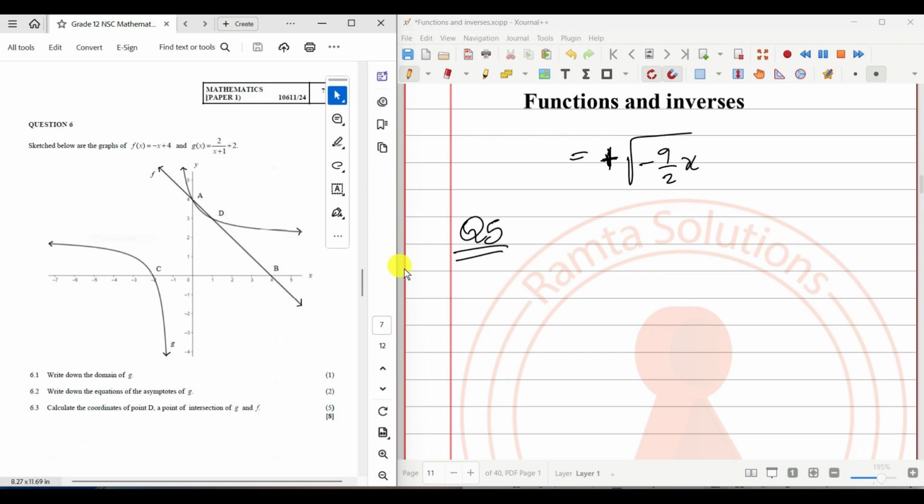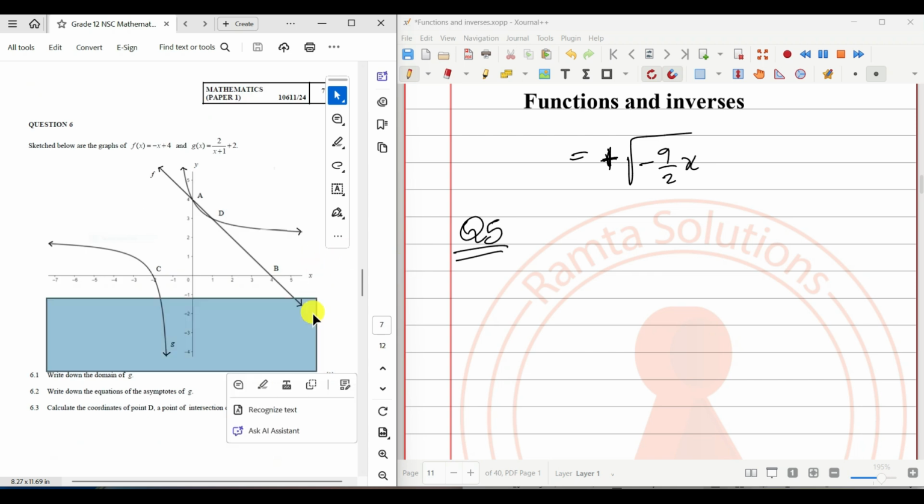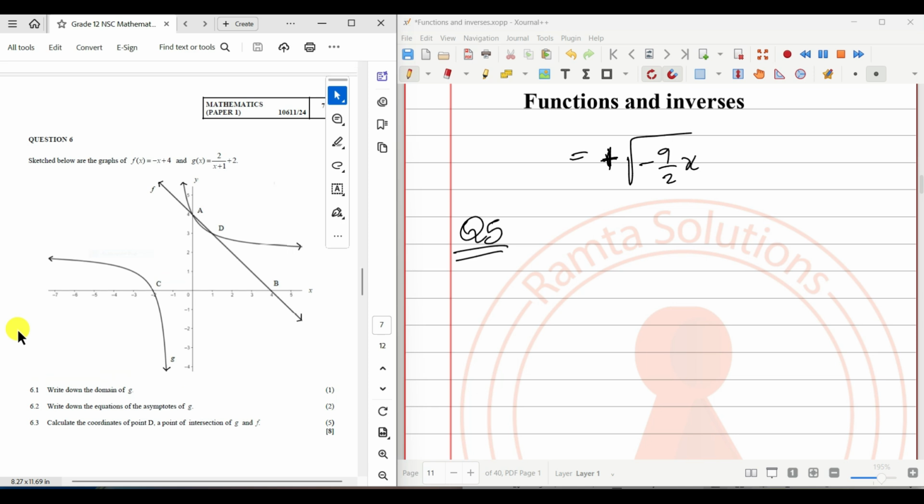This is what you did in grade 9. Okay? This is what you did in grade 9. In grade 9, you studied rotations.